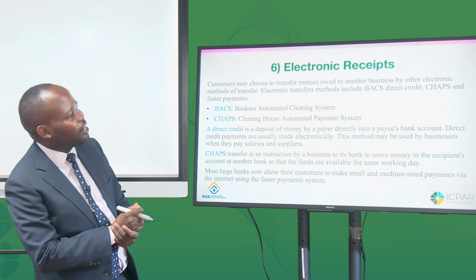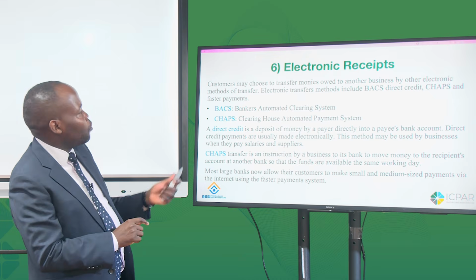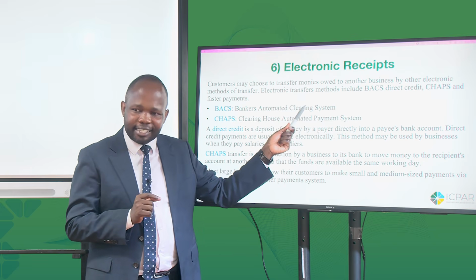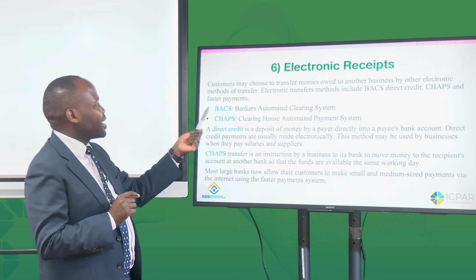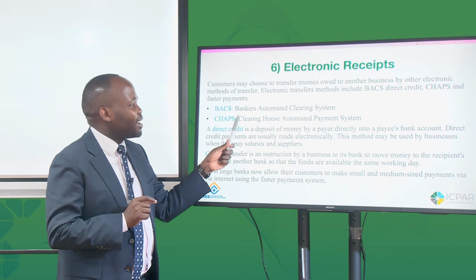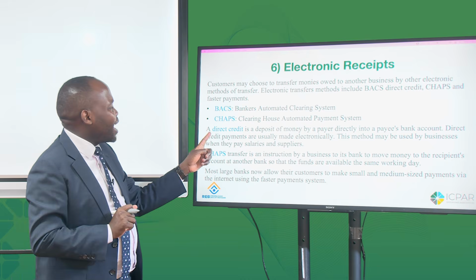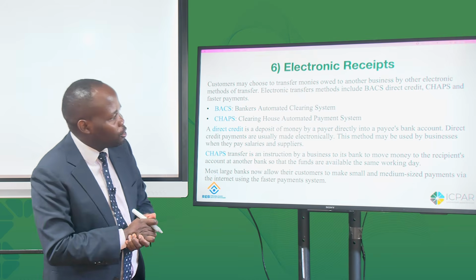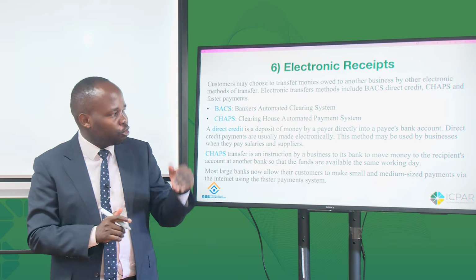Electronic transfer methods include what we call BACS and what we call CHAPS. Let's start with BACS. In full, it's a Bankers' Automated Clearing System. A BACS is an electronic payment system. There is another system called CHAPS, Clearing House Automated Payment System. So take note that a direct credit is a deposit of money by a payer directly into the payee's bank account.